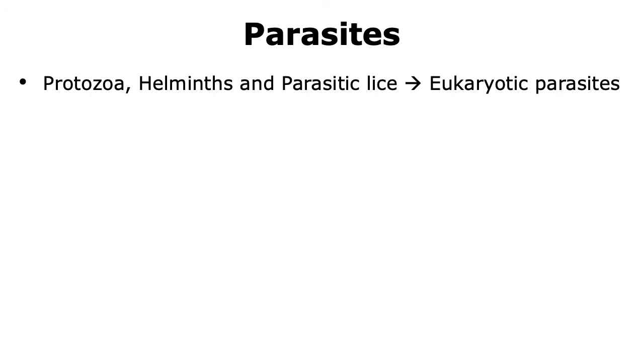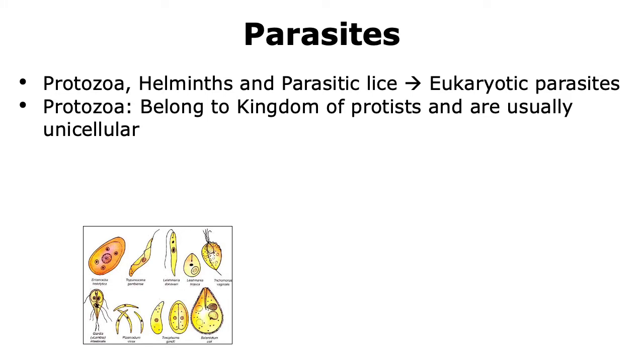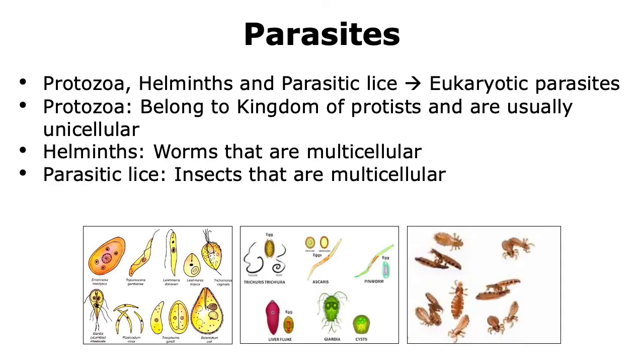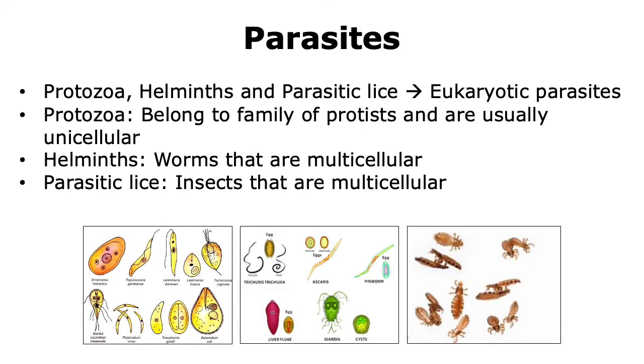Different eukaryotic organisms are able to cause infections and hence are referred to as eukaryotic parasites. These include protozoa, helminths, and parasitic lice. Protozoa are organisms that come under the kingdom of protists, and they are usually unicellular. Helminths are worms that are multicellular, and parasitic lice usually are insects. In this talk, we're going to focus on the protozoa that are able to cause infections.